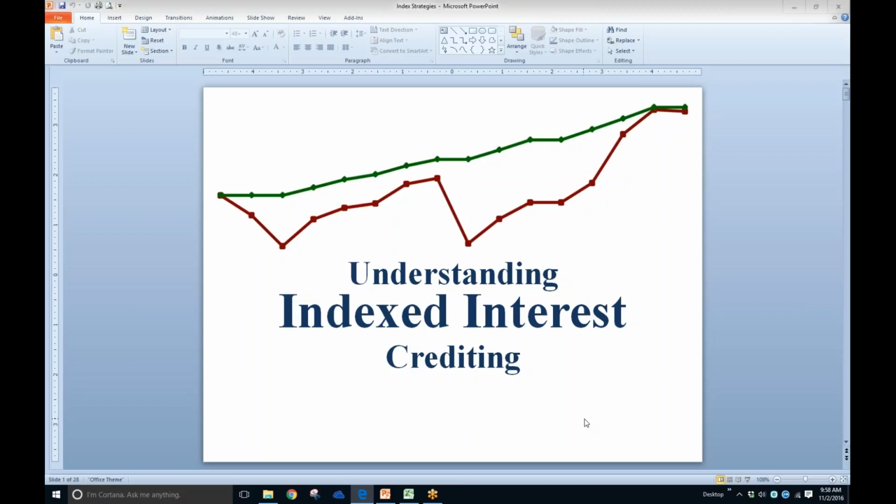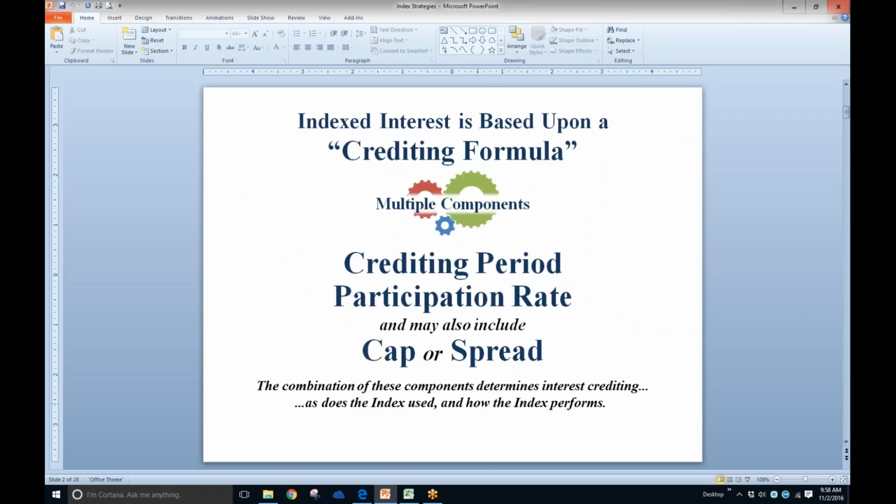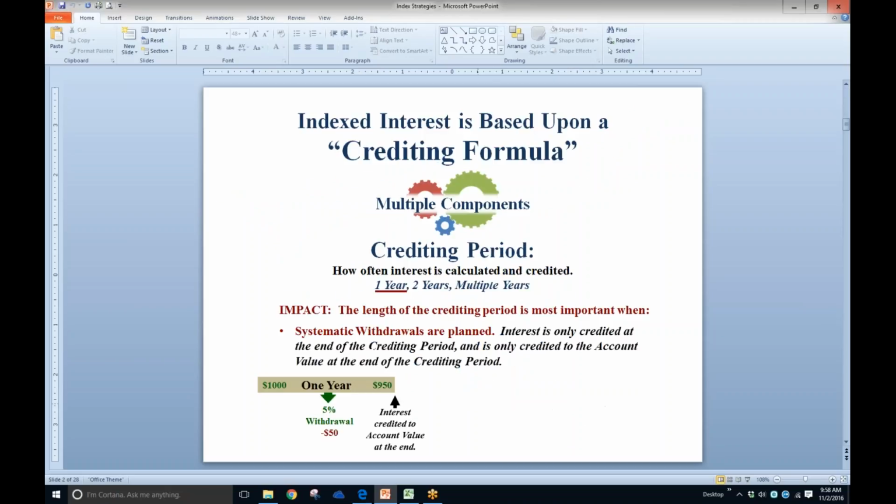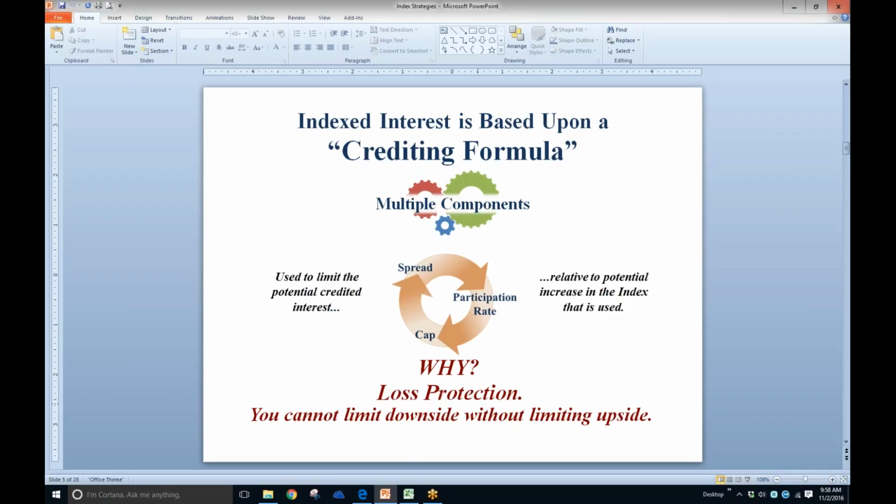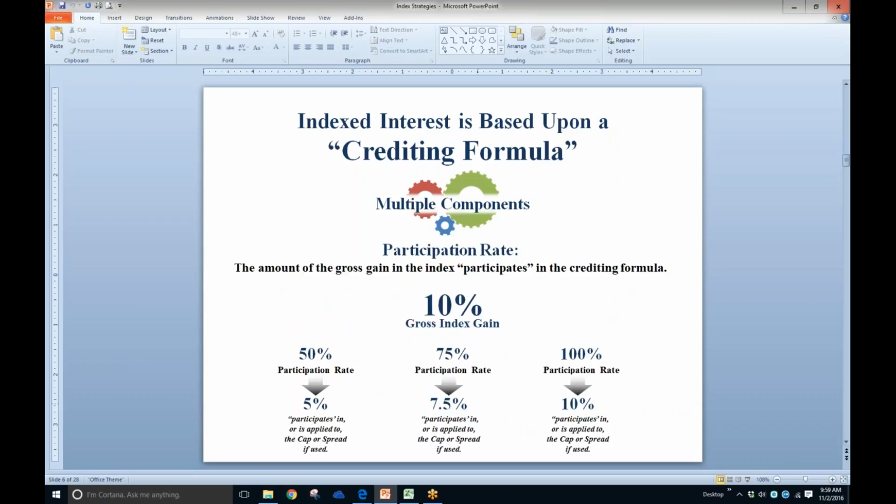So what we did yesterday was we looked at several things. The first thing we did is we looked at these basic elements of what we call a crediting formula. We looked at what a crediting period is, which is just how often interest is calculated and credited. That can be 1 year, 2 years, multiple years, again, the most common being 1 year. We looked at how these spreads, participation rates, and caps work, and we understood that really what they're for is to limit potential credited interest relative to what the potential increase in the index would be. Again, can't limit downside without limiting upside.